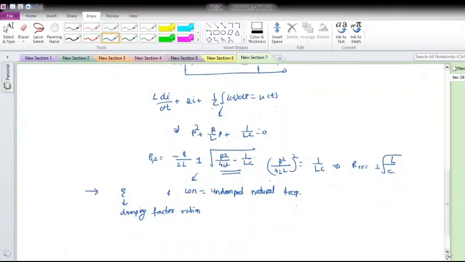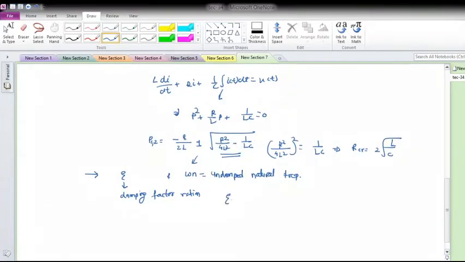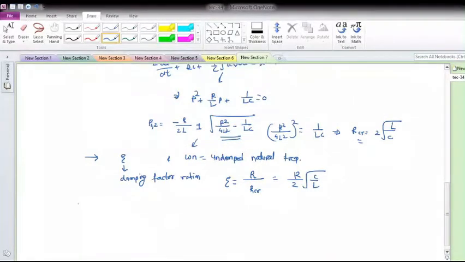Now let me define zeta. Zeta is basically the ratio of the actual resistance to the critical resistance. Since the critical resistance is 2 square root of L upon C, it becomes R by 2 over C upon L in the denominator, that's why it becomes like this. Now let me define the natural frequency omega n. So omega n will be 1 over square root of LC. If this is the case, then omega n square I can write as 1 over LC.